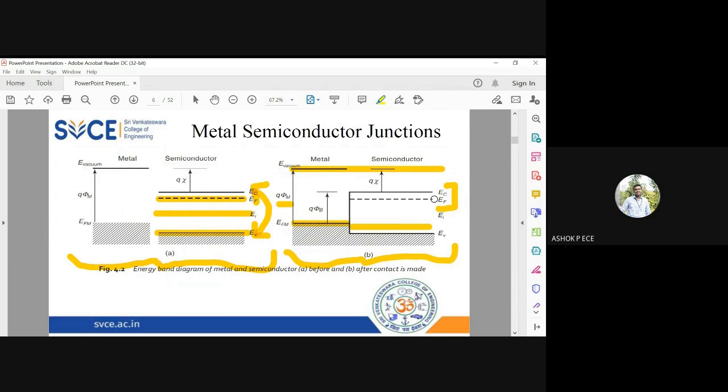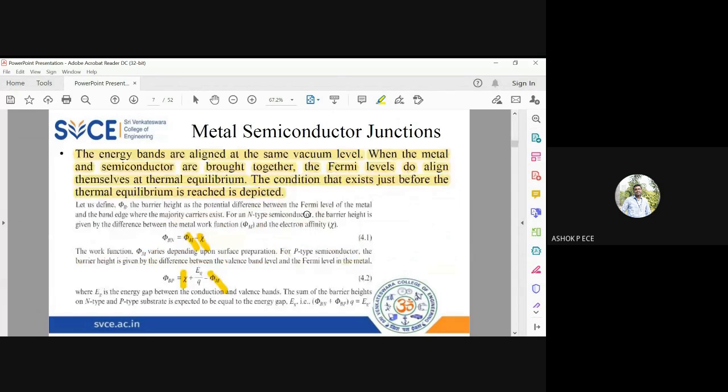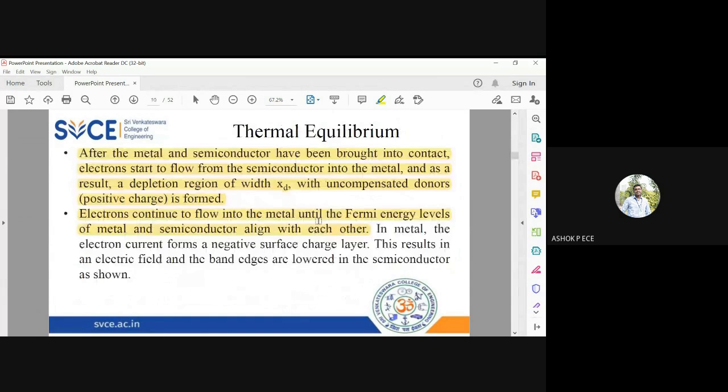So naturally, the flow of electrons will be from the higher energy band to the lower energy band. So the electrons will be flowing from the semiconductor into the metal. Even though metals have a larger number of free electrons, since a barrier potential exists between the Fermi level of the semiconductor and the Fermi level of the metal, the electrons will continue to flow from the semiconductor to the metal until the Fermi level of the metal becomes equal to the Fermi level of the semiconductor. That is what is told here.